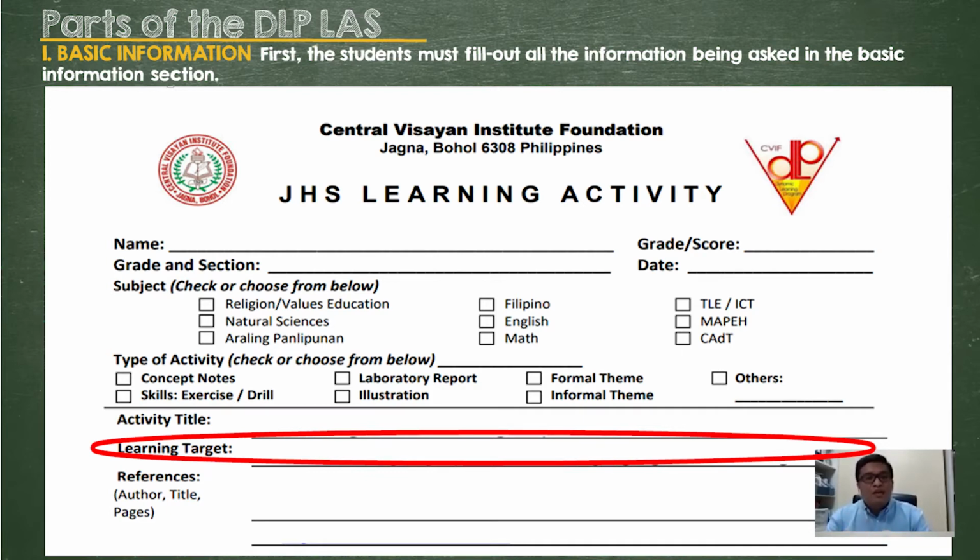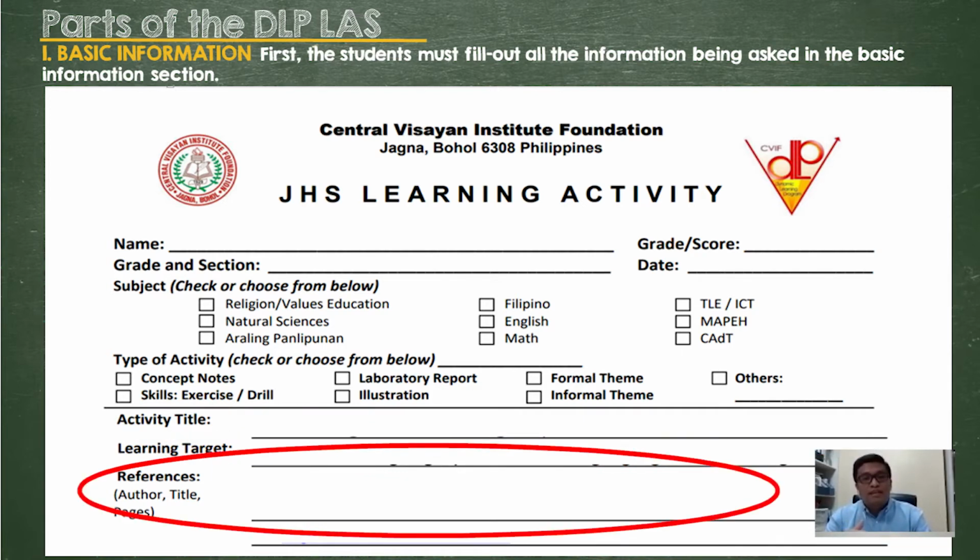And lastly, the reference will also be provided. Where did the teacher get this activity? Did it come from the internet? Did he refer to a textbook or to an article? So these three basic information are provided and also written by the student.